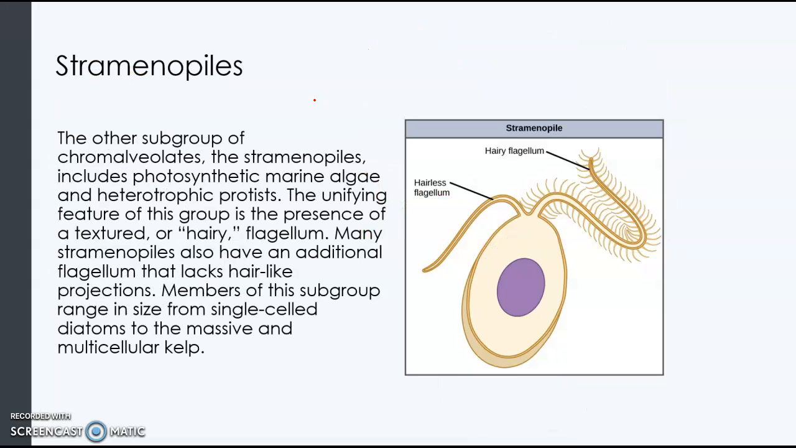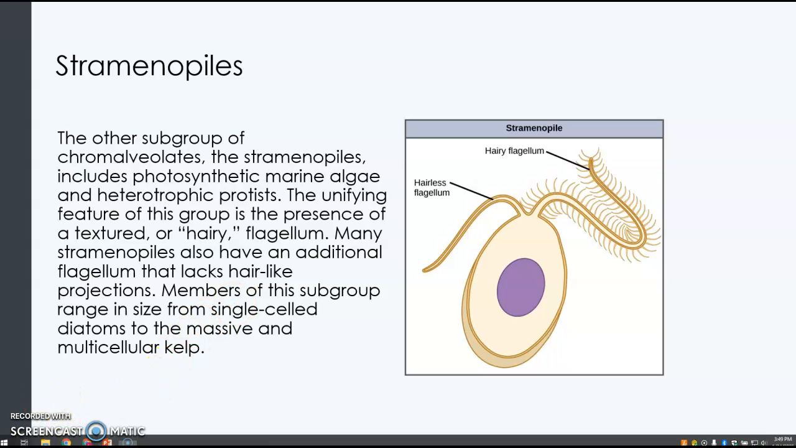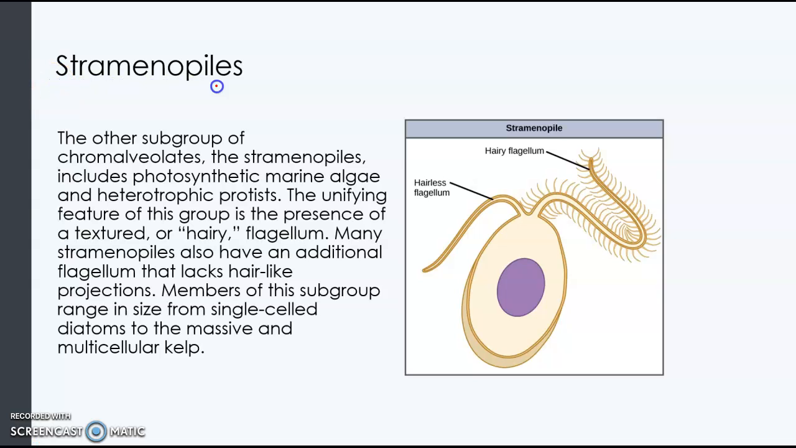Okay, so those were the alveolates, and now we will talk about the straminopiles. The straminopiles are the second subgroup of the chromalveolates, and they're going to include some algae and some heterotrophic protozoans. They have a hairy flagellum, and many also have an additional flagellum that lacks hair. Members range in size from single-celled diatoms to multicellular kelp, which is a type of algae.